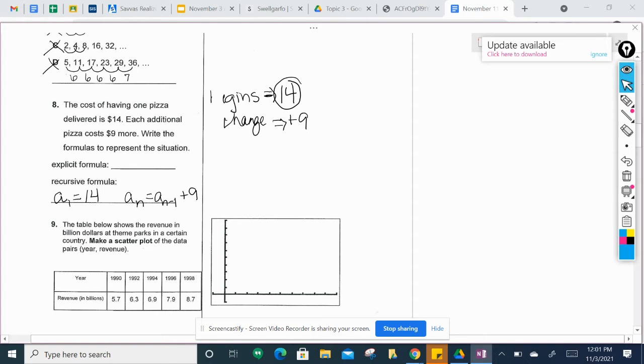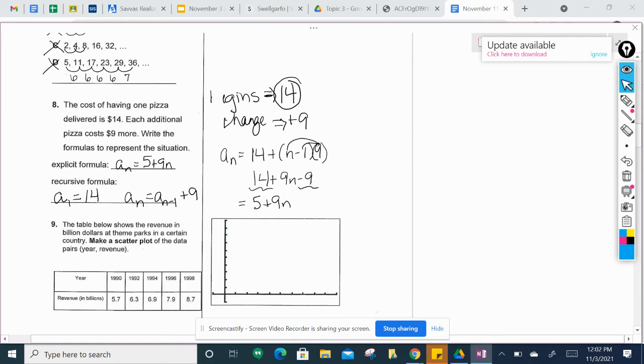The explicit form, I'm going to have to do a little work on here. So I'm going to say A sub n is equal to the first term, 14, plus n minus 1 times 9, or the change. I'm going to distribute n and get 9n minus 9. I haven't done anything up here to the 14, so now I'm going to combine the 14 and the minus 9, and I'm going to end up with 5 plus 9n. So my explicit form is A sub n is equal to 5 plus 9n.